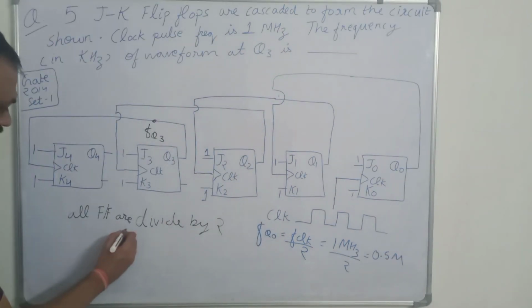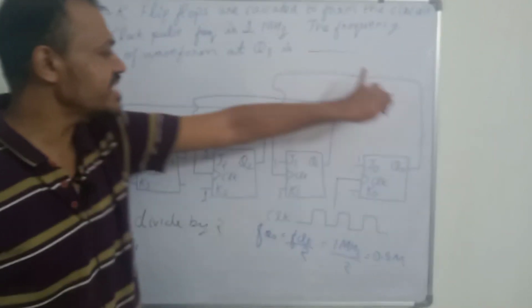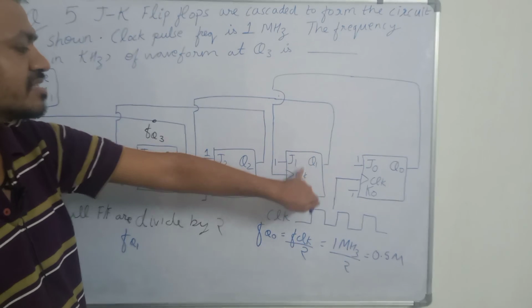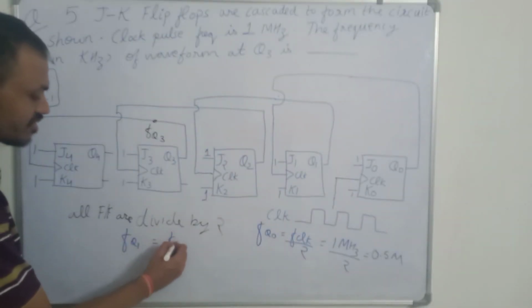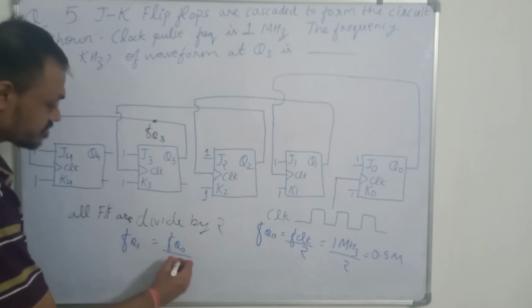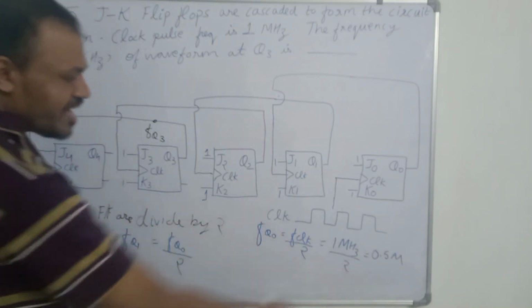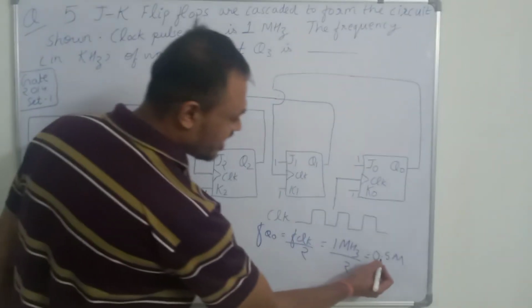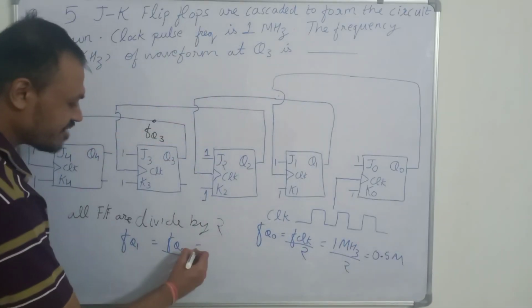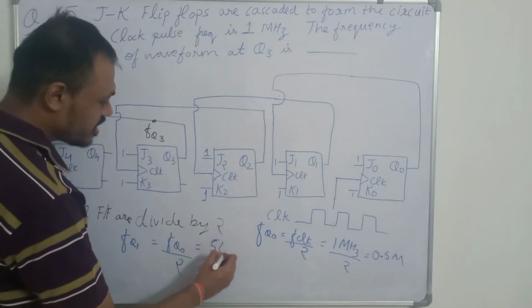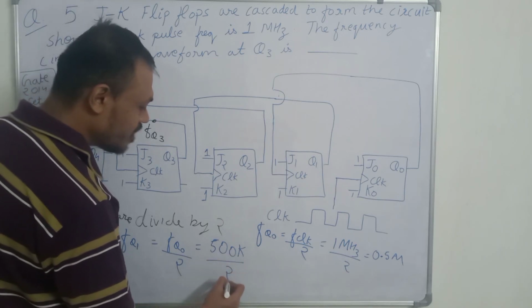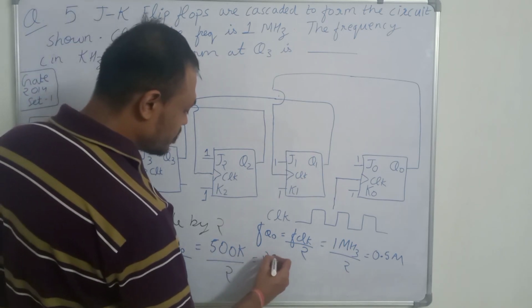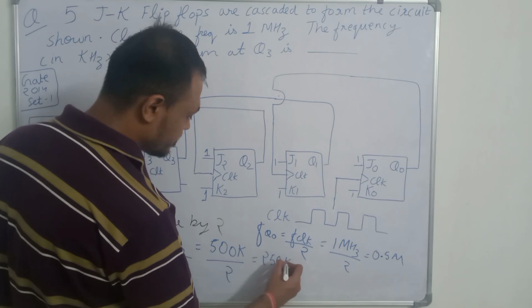Similarly, for f of Q1, because our Q0 is acting as the clock to this flip-flop, f of Q1 will be equal to f of Q0 upon 2. F of Q0 we have found to be 0.5 megahertz or 500 kilohertz, because 0.5 mega is equal to 500 kilo. So 500 kilo upon 2 is equal to 250 kilohertz.